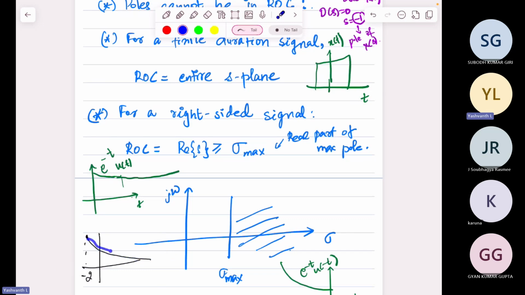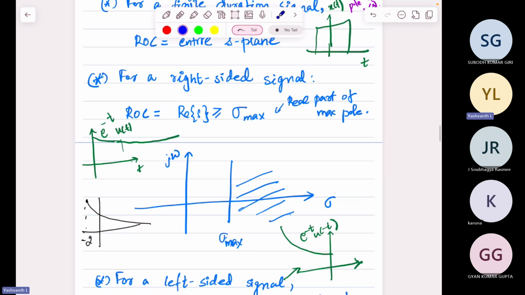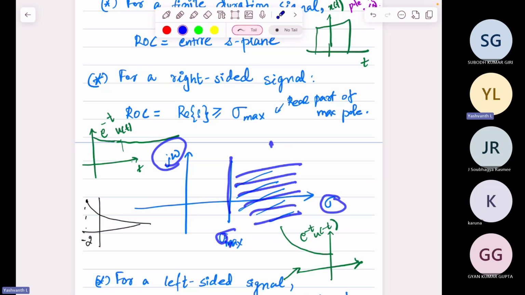For a right-sided signal, whatever the signal, the ROC will be of the form real part of s greater than sigma max, where sigma max is the real part of the maximum pole of the Laplace transform X of s. That is, if I draw the s domain with the j omega axis and sigma axis, take sigma max, and everything to the right of sigma max is the ROC.